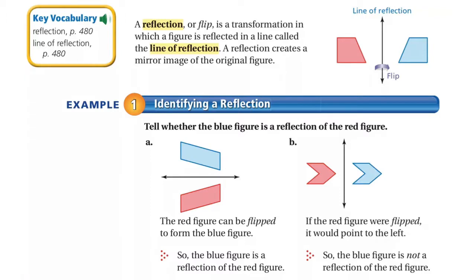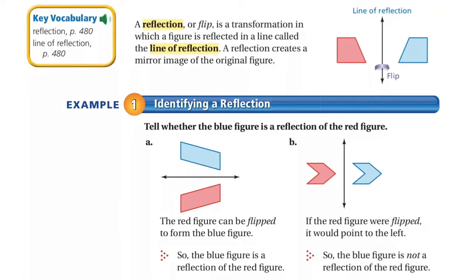Okay, this is lesson 11.3 where we're talking about reflections. A reflection, also known as a flip, is a transformation in which a figure is reflected in a line. That line is called the line of reflection. A reflection creates a mirror image of the original figure.